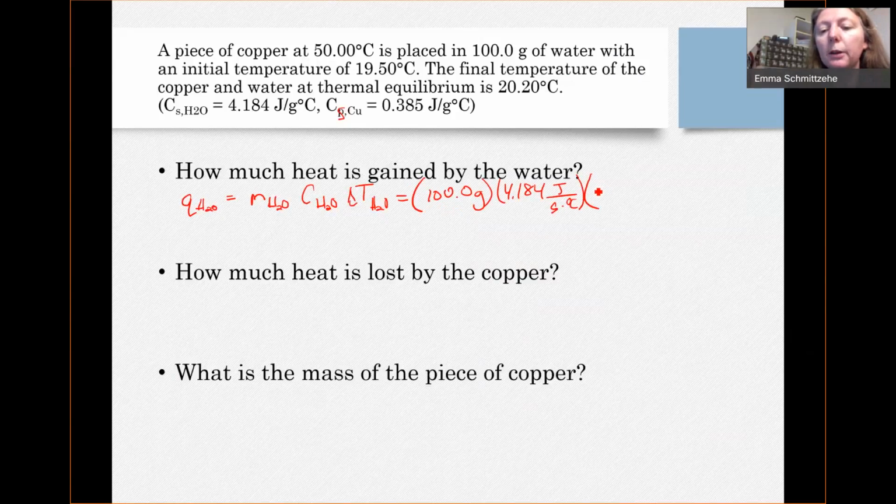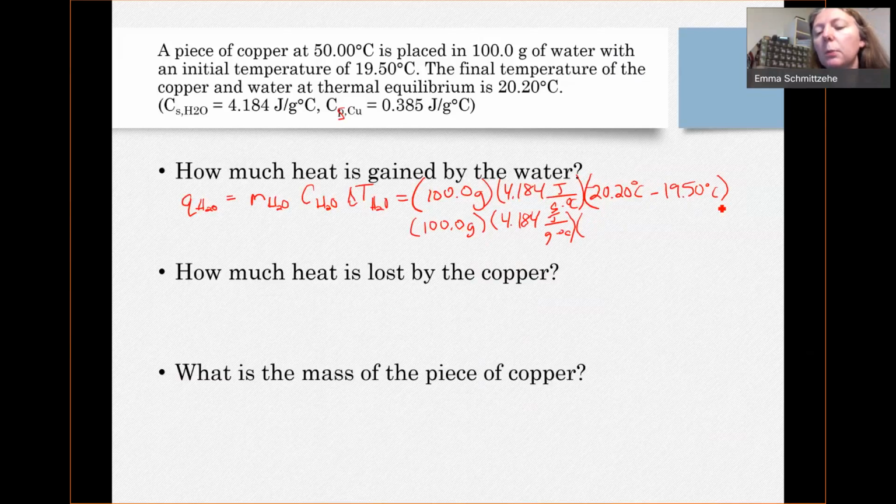And then the change in temperature: my final is 20.20 degrees C minus my initial of water, which was 19.50 degrees C. I'm going to do that subtraction first, so I'm just going to carry down the 100.0 grams and the 4.184 joules per gram degrees C. And 20.20 minus 19.50 gives me 0.70 degrees C. Then I'm going to multiply: 100 times 4.184 times 0.7.